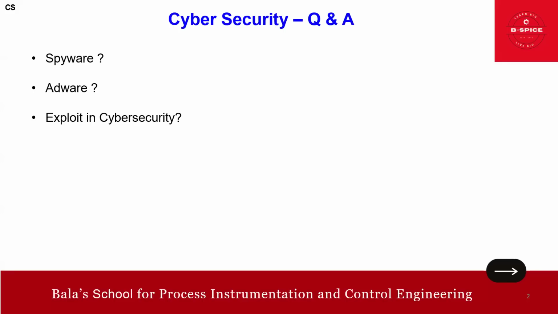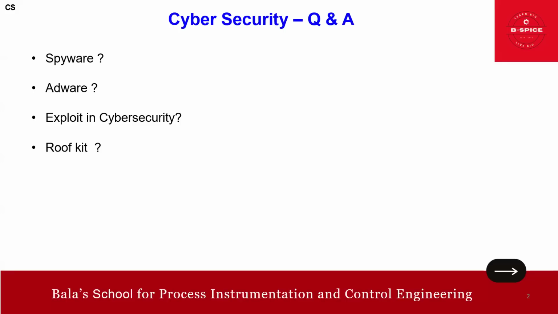What is an exploit in cybersecurity? An exploit is a piece of software, a chunk of data, or a sequence of commands that takes advantage of a bug or vulnerability to cause unintended or unanticipated behavior in computer software, hardware, or electronics.